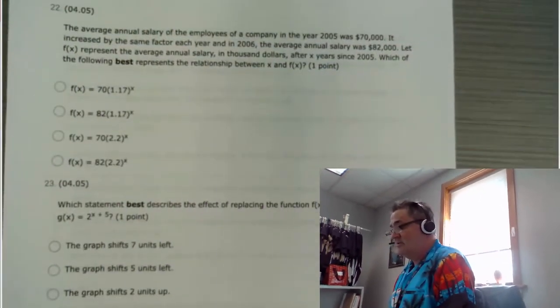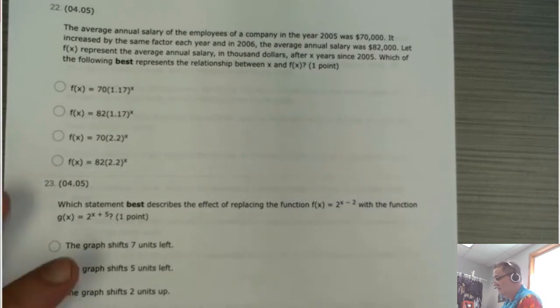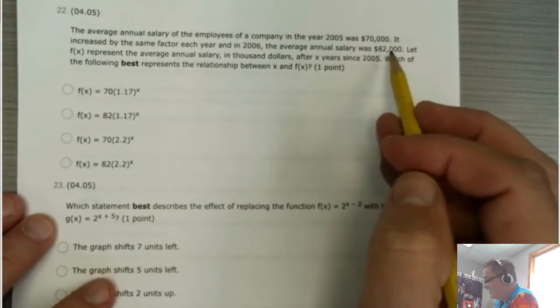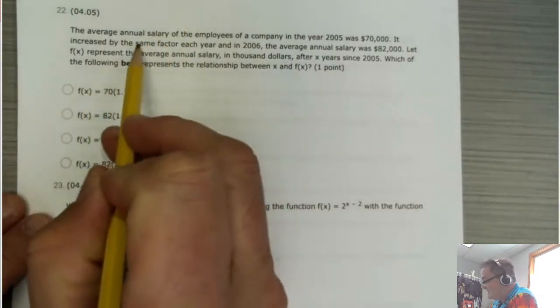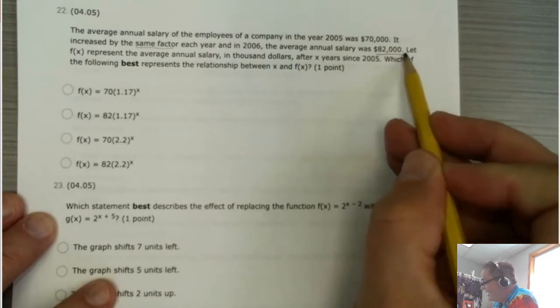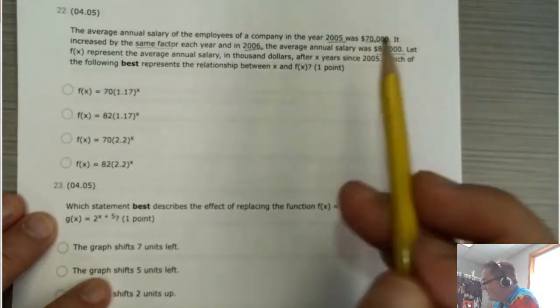All right. We are done with 21. We are ready to move on. Let's look at number 22. All right. The average annual salary of employees in the company in the year 2005 was $70,000. So it increased by the same factor every year. And in 2006, it was 82,000. So there's 2005, 2006. We're going from 70 to 82.